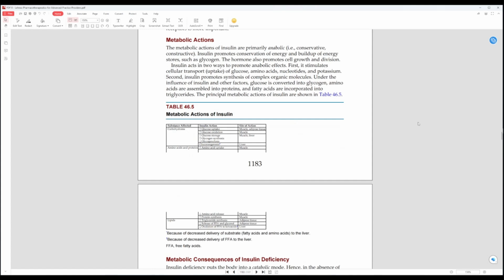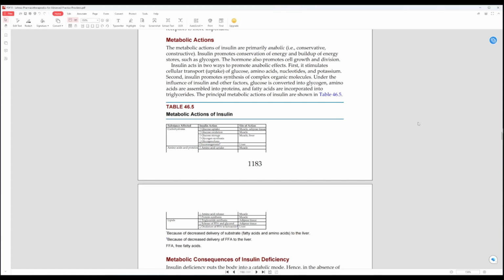The metabolic actions of insulin are primarily anabolic, or constructive. Insulin promotes conservation of energy and the buildup of energy stores such as glycogen. The hormone also promotes cell growth and division. Insulin acts in two ways to promote anabolic effects. First, it stimulates cellular transport of glucose, amino acids, nucleotides, and potassium. Second, insulin promotes the synthesis of complex organic molecules.